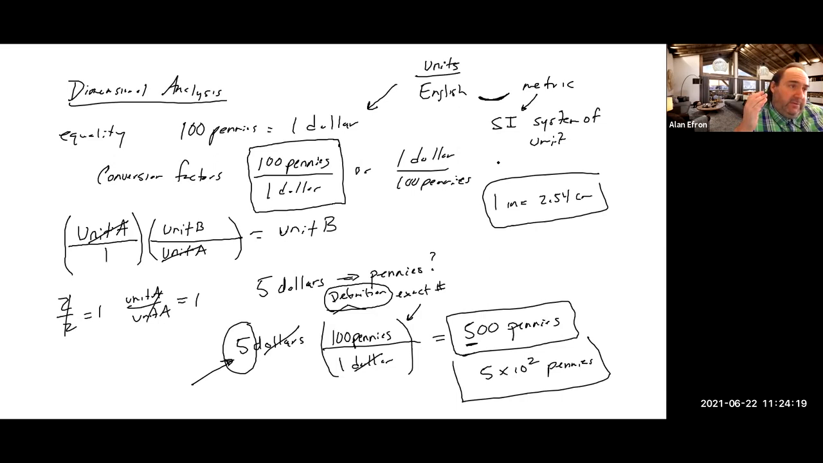Pretty much if you see any type of equality that you turned into a conversion factor, you can safely consider it an exact number, which gets us back to what I just mentioned earlier. If you're just straight doing conversions, that original number is probably where you should be looking in terms of how many significant figures your answer should have. Any questions on dimensional analysis there?